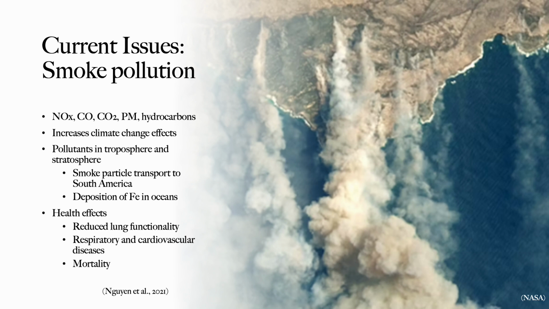Particularly in the Black Summer fires, the smoke pollutants were injected into the troposphere and at some points the stratosphere. This allowed smoke particles to be transported across the Pacific into South America. It also deposited iron in oceans, which stimulates growth of phytoplankton. There are also several health impacts to the public from smoke, which could lead to mortality depending on severity, age, and other factors.